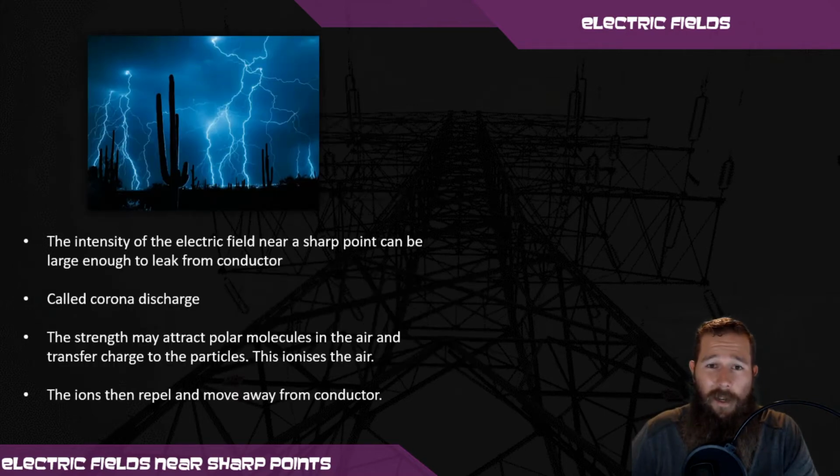If you have a charged conductor that's got a lot of charge in it, at the sharp point it can be significant, and it's significant enough that the charge can be considered leaking from it. This is called a corona discharge.